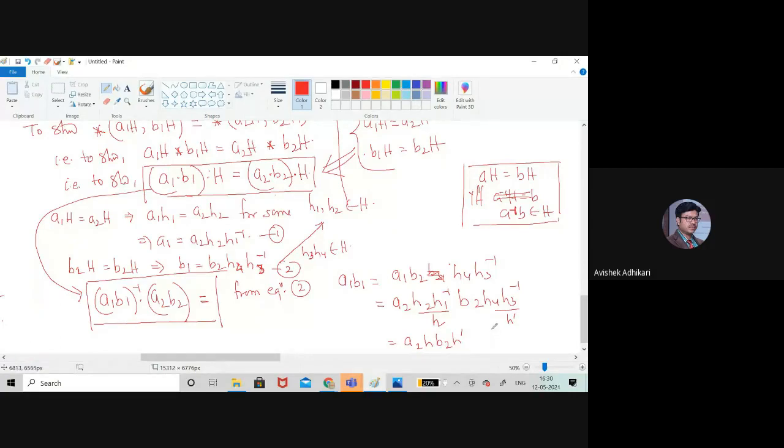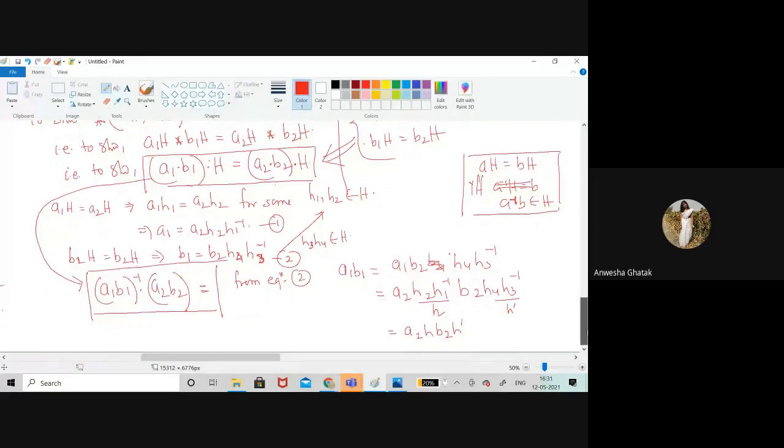But H is a normal subgroup. Yes, then HB2 equals B2H for all small h belonging to capital H. No, but you are almost right.